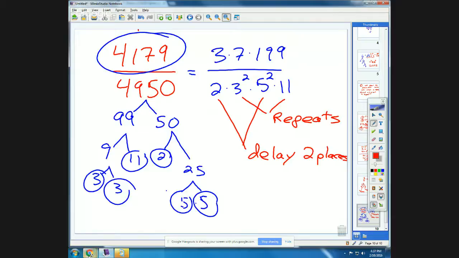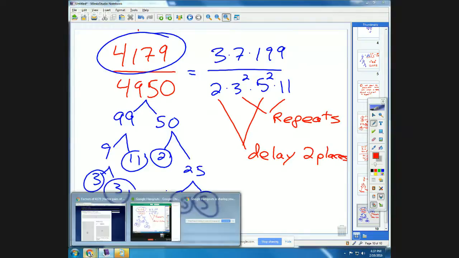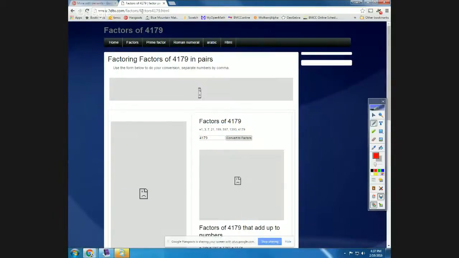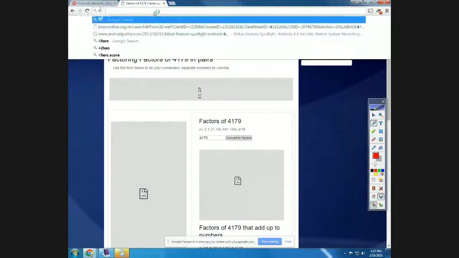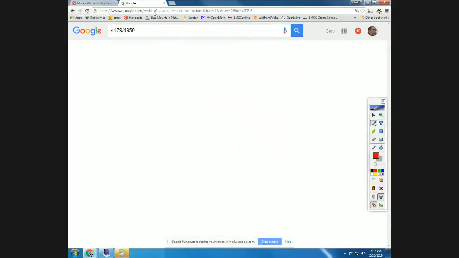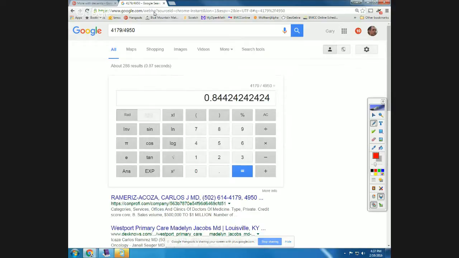Okay, let's double check. So Google Calculator. So we have, what was it, 4179 divided by 4950. Yeah, that's right. 0.84, and then it goes 4, 2, 4, 2, 4, 2. Because I started at the 2424. That's true. There are different ways you can write it, but you can use one with less ink. Right, so 0.84 and then 42 repeats. Yeah, so I see what you're saying.